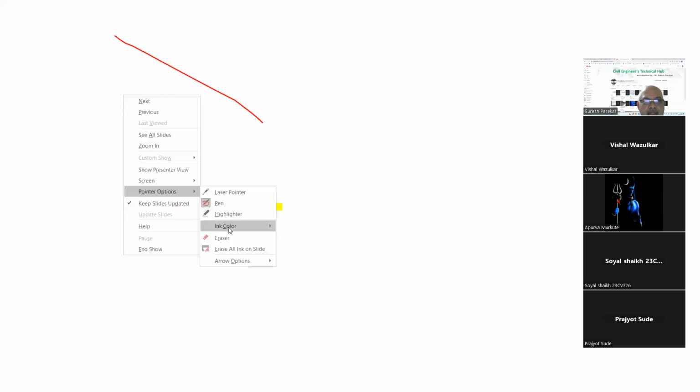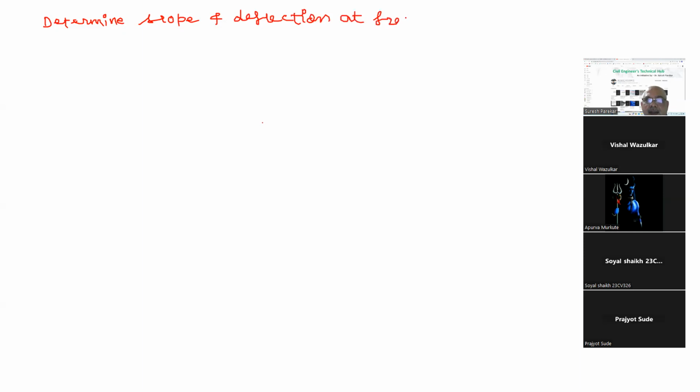Basic we will take for cantilever, and then we will take one or two other problems. So determine slope and deflection at free end for beam loaded and supported as shown in figure.